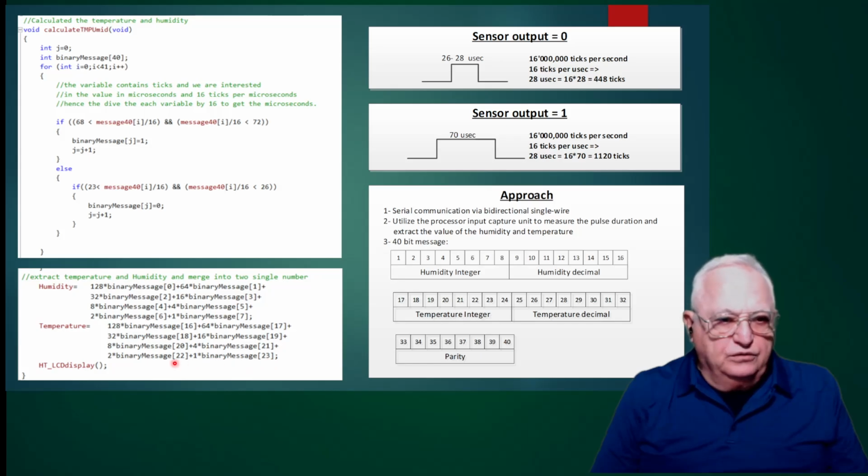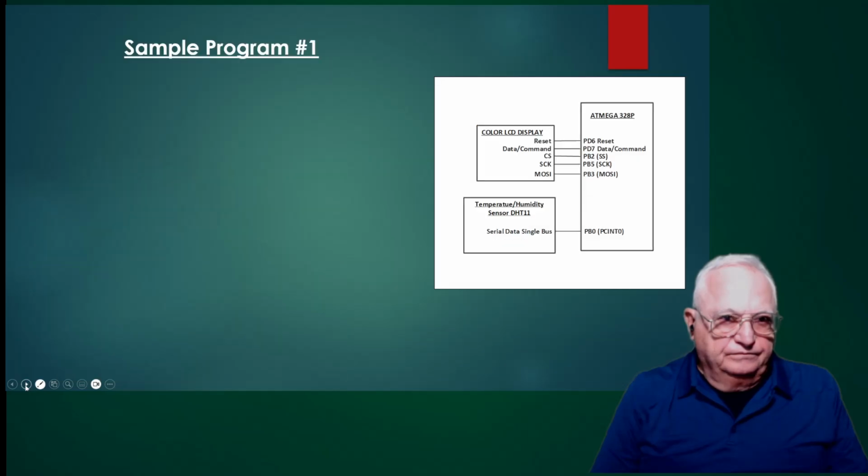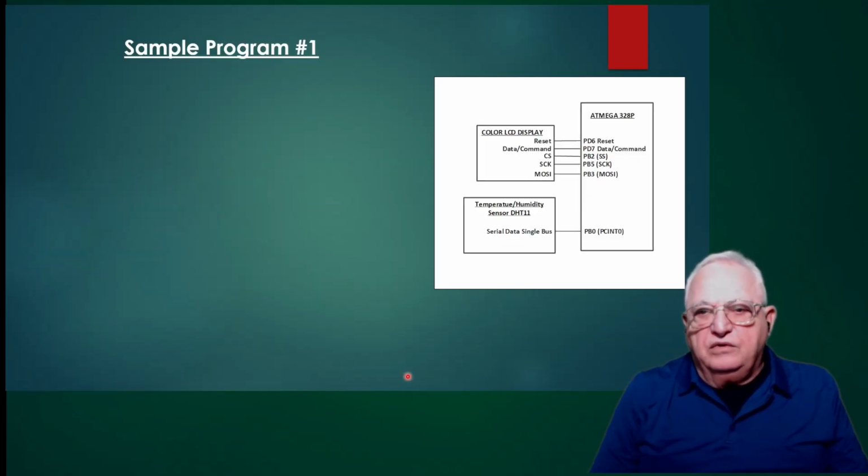Next, I'm going to do the same thing for temperature. So humidity and temperature contain two integers, the humidity value and the temperature value. And then I'm going to call the LCD display to display the information. So let's look at sample program 1.